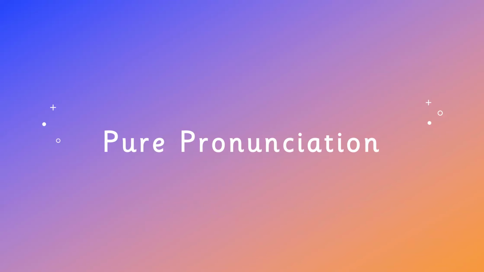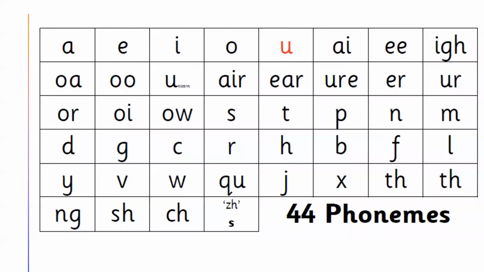Okay, moving on to pure pronunciation. We need to make sure that when we're working with early readers, we model pure pronunciation without the schwa, which basically means without having the "uh" at the end. Adding in that schwa at the end makes blending more complicated for early readers. So we need to model pure pronunciation. We need to teach pure pronunciation if we're going to help our early readers succeed more quickly.